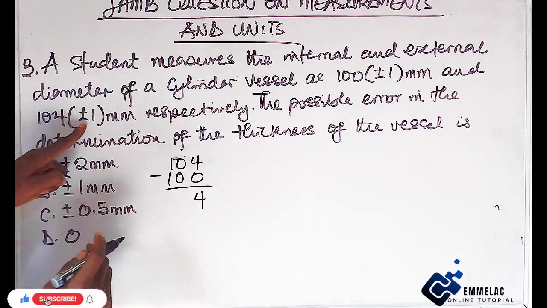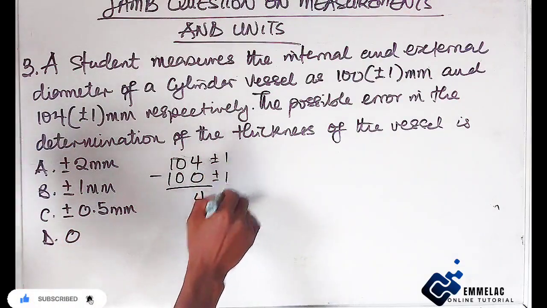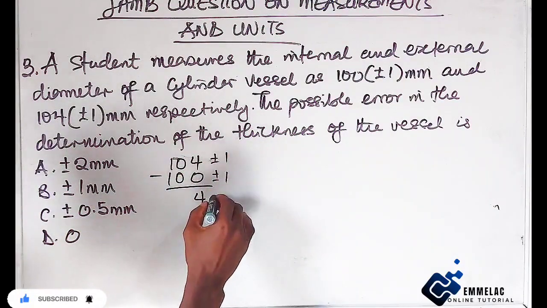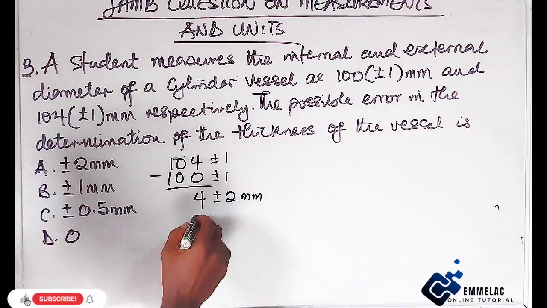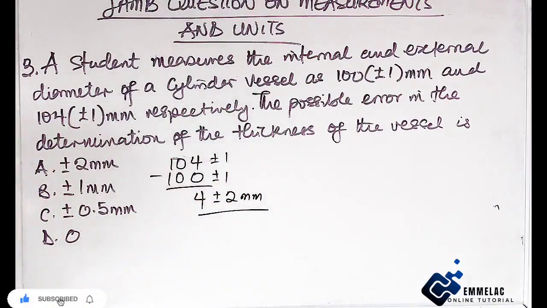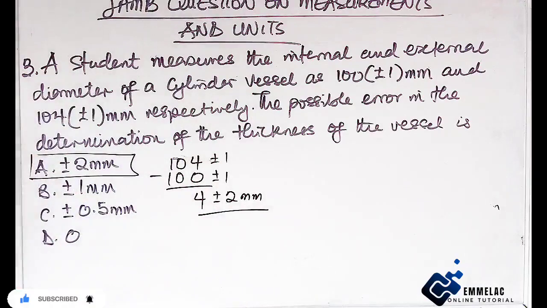Now but for the error, plus or minus 1 plus or minus 1. Now for the error here, we need to just add the two of them. So here you have plus or minus 2 millimeter. So the thickness here is 4 plus or minus 2 millimeter. So the possible error is plus or minus 2 millimeter. A is the answer. Alright, thank you. Let us move to number 4.